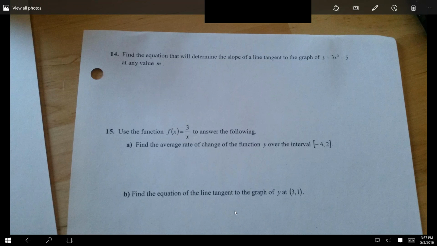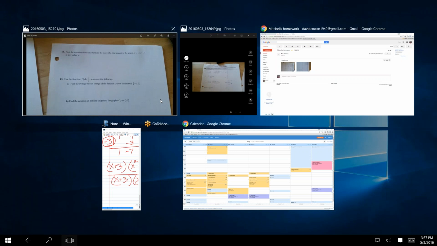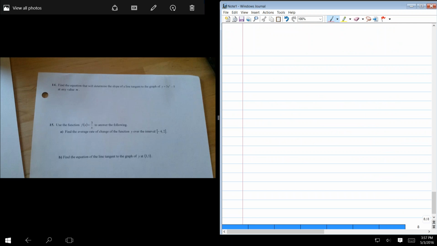All right, let's take a look at 14 really quick. I'll go through the way we would do 14 if we had time to do it. This is the classic equation of calculus. Find the equation that will determine the slope of the line tangent to that curve at any value m. Well, you've had derivatives? Kind of. She's talked about it, but she didn't really explain what. Well, I really only have 3 minutes. I'm just going to give you the quick course in derivatives and what they mean.